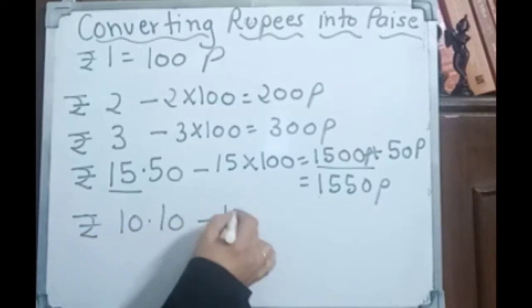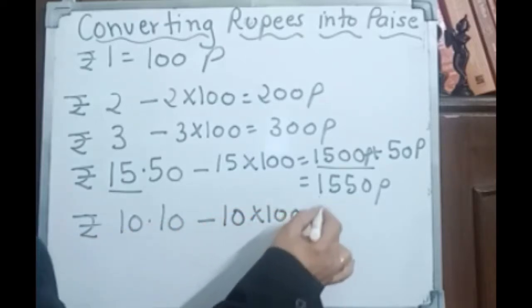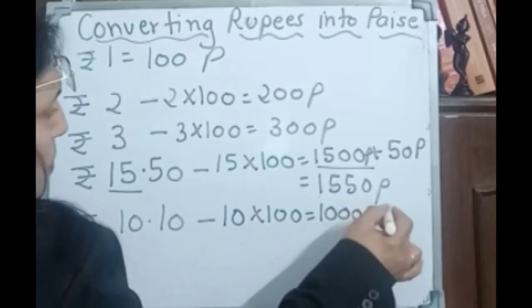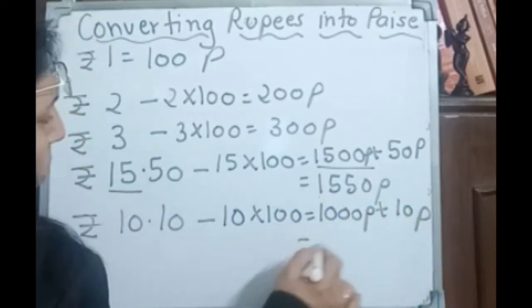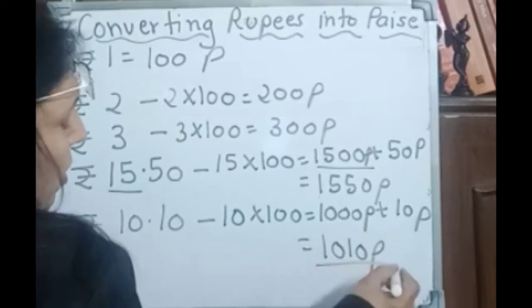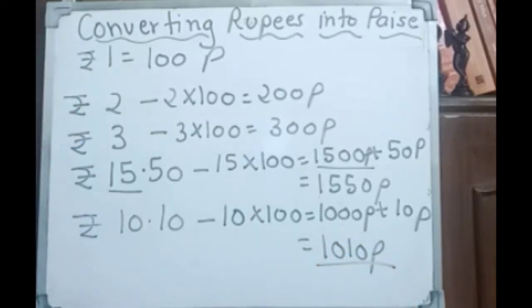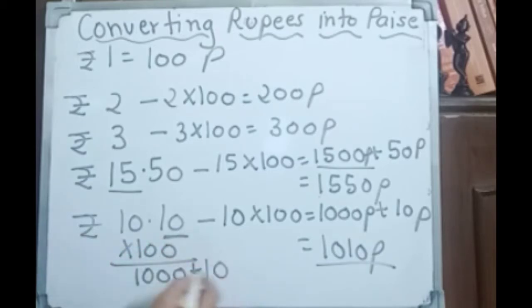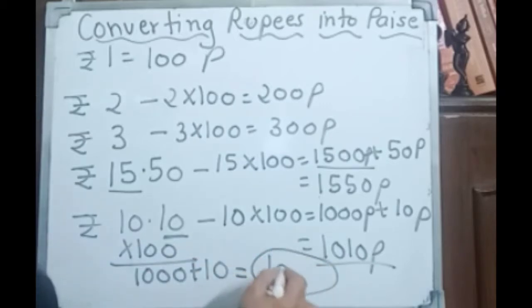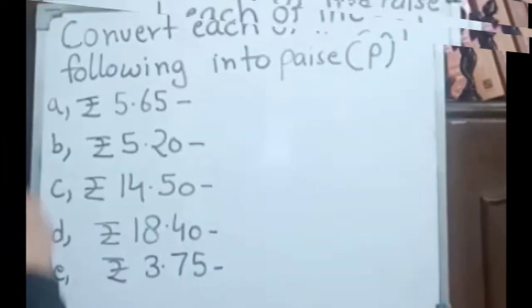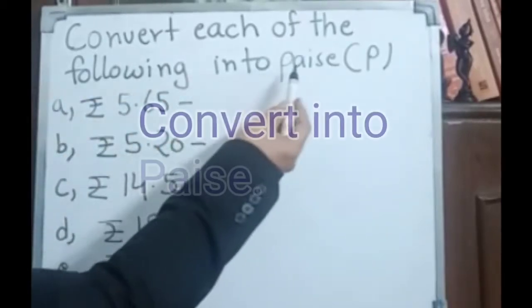Same here. Rupees 10, 10 into 100, so we have 1000 paise plus 10 paise. So what we have? 1010 paise. First we will multiply by 100 to convert it into paisa, then add the paisa that is given in the amount, and that will be the total paisa. That is this one: 1010 paise.